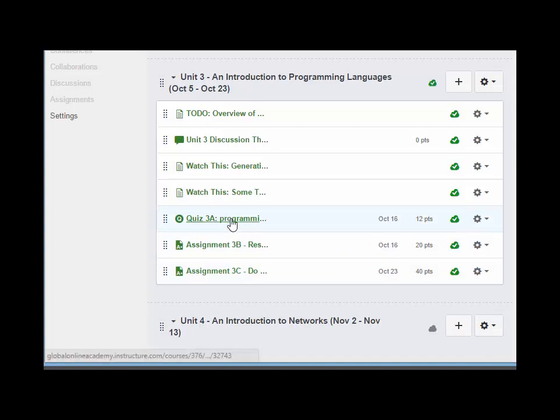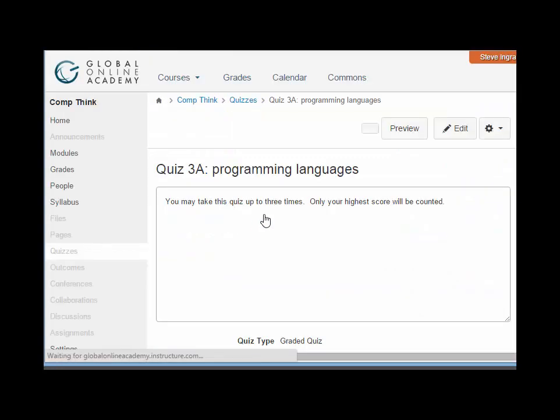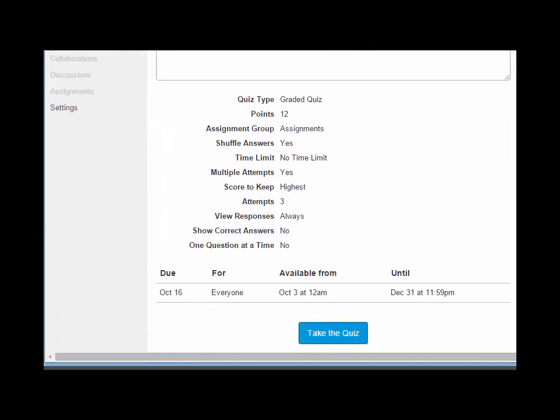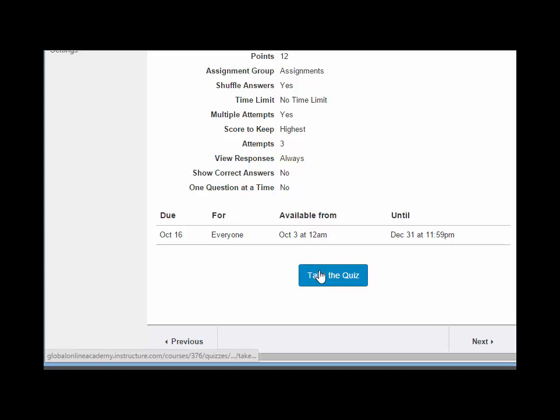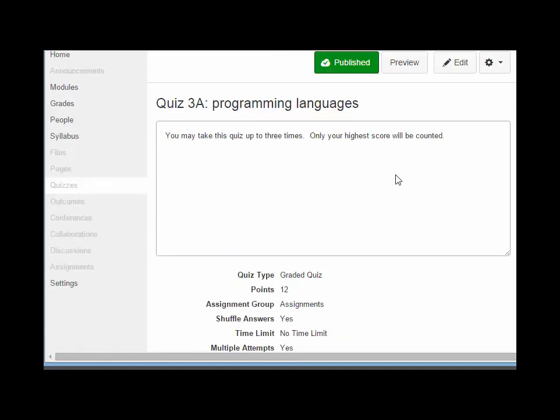The quiz. You haven't seen one of these yet in this GOA course. You could take this quiz up to 3 times, only your highest score will be counted. You click on Take the Quiz, and it starts presenting the questions to you. Some of the questions are multiple choice, some of them are fill in the blank. There's only 6 of them. It shouldn't take you very long to take the quiz, but I do expect that you might have to go back and do some more research to get some of the answers.